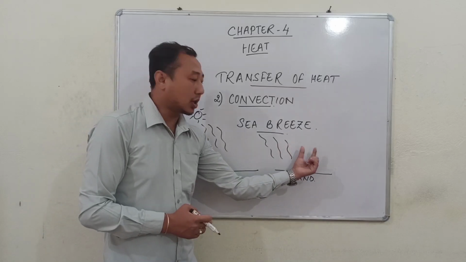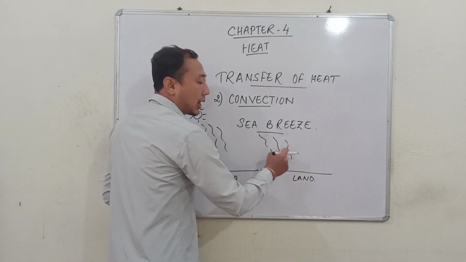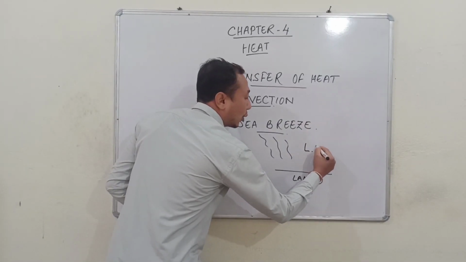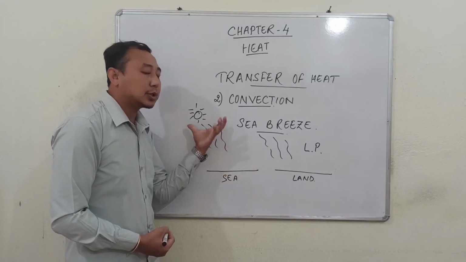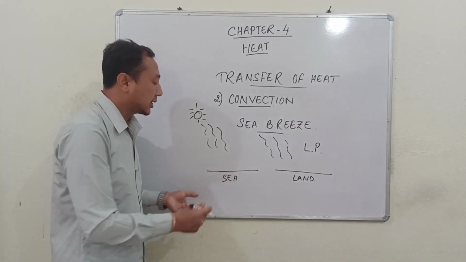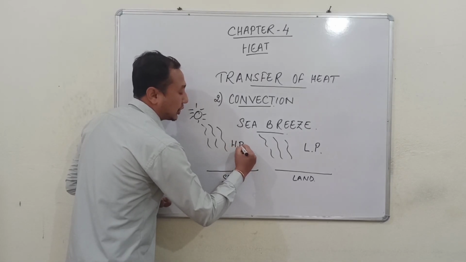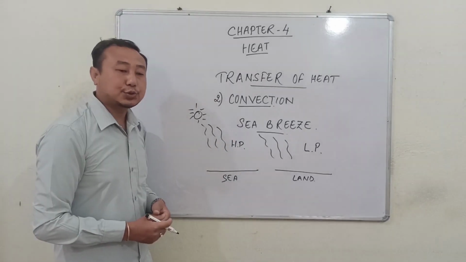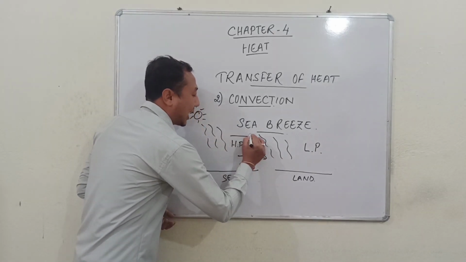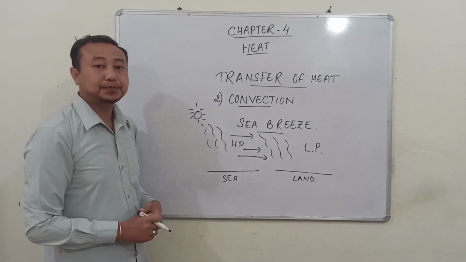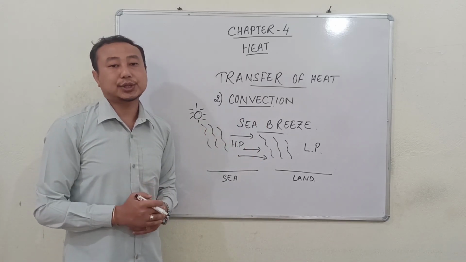As there is a presence of less amount of air particles above the land surface, the atmosphere above the land surface has a low pressure. While above the sea surface, as there is a presence of more air particles, the atmosphere above the sea surface develops a high pressure. Because of this reason, the air particles above the sea surface start blowing towards the land, developing sea breeze. So this is how the sea breeze is caused near the coastal area.